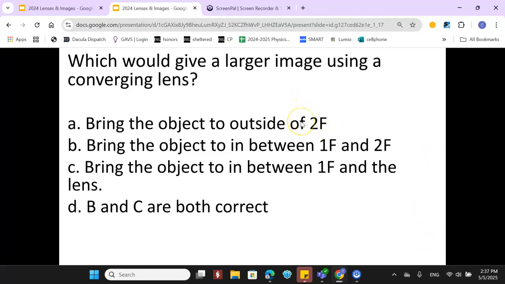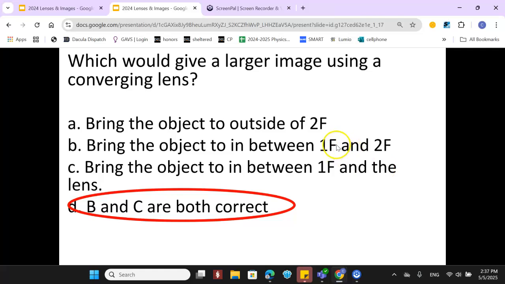If it's outside of 2F, remember that's way out, you're going to have a smaller image. If it's between 1 and 2, you will get a bigger image, but also you can get a bigger image if it's between the focal length and lens, less than 1 focal length, and just be virtual. This didn't ask for real, so it is both B and C. For B, you would get a real image. For C, you would get a virtual image, but they would both be larger.